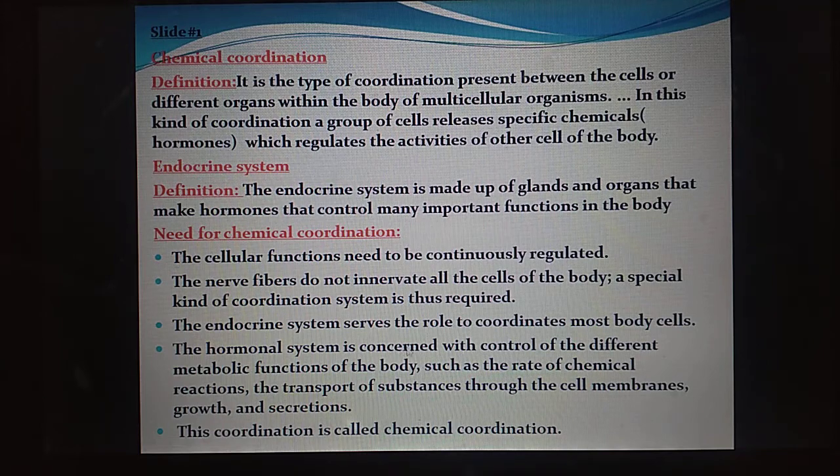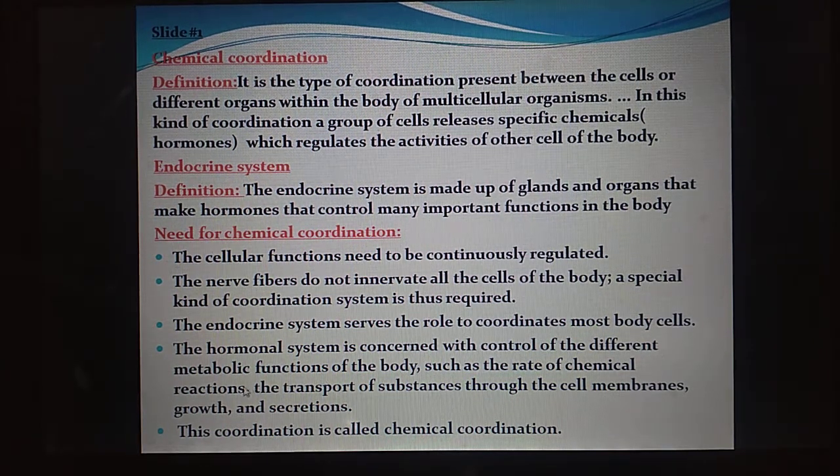The hormonal system is basically concerned with the control of different metabolic functions of the body, such as the rate of chemical reactions, which is very important. Besides this, the transport of substances through the cell membranes, growth and secretions as well. This type of coordination is called chemical coordination. So that's why we need chemical coordination.